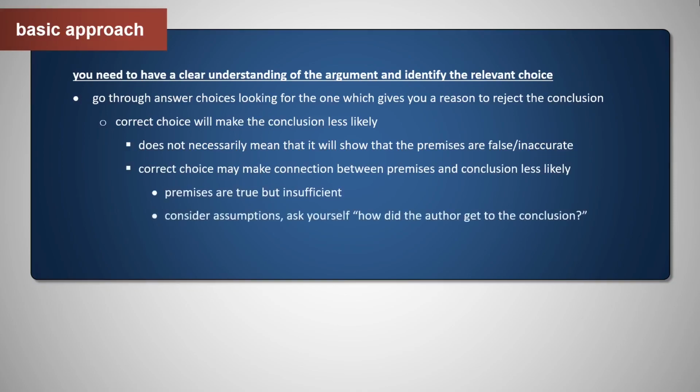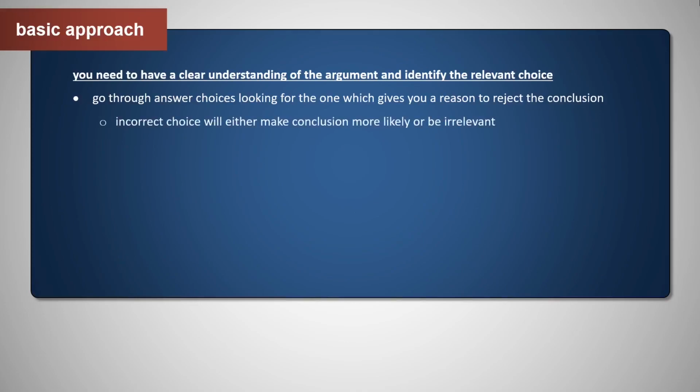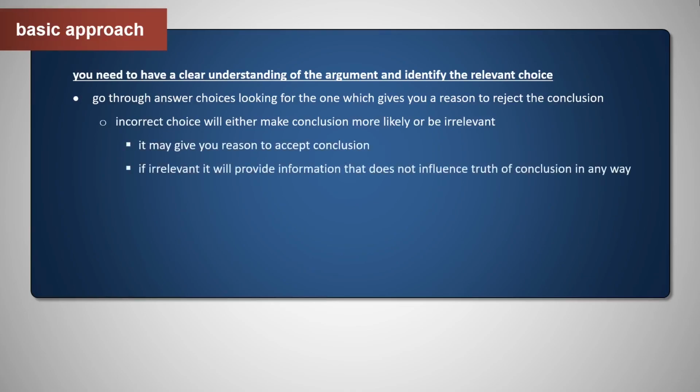So you want to consider assumptions. You want to ask yourself, how did the author get to the conclusion? Now, the incorrect choices will either make the conclusion more likely or be irrelevant. So a choice might actually give you a reason to accept the conclusion. And if irrelevant, it'll provide information that does not influence the truth of the conclusion in any way.